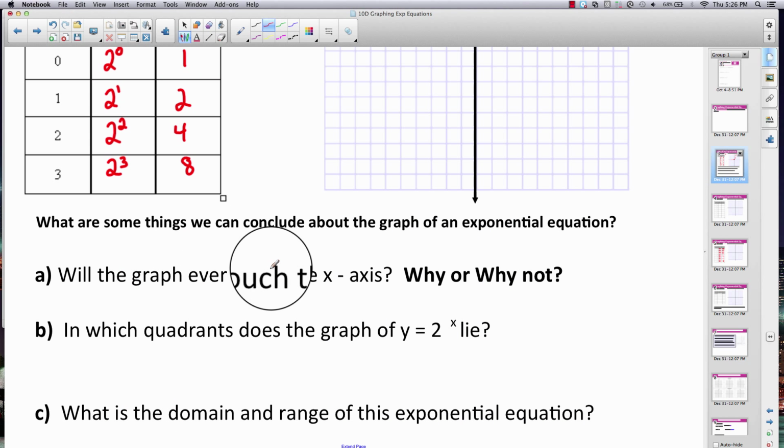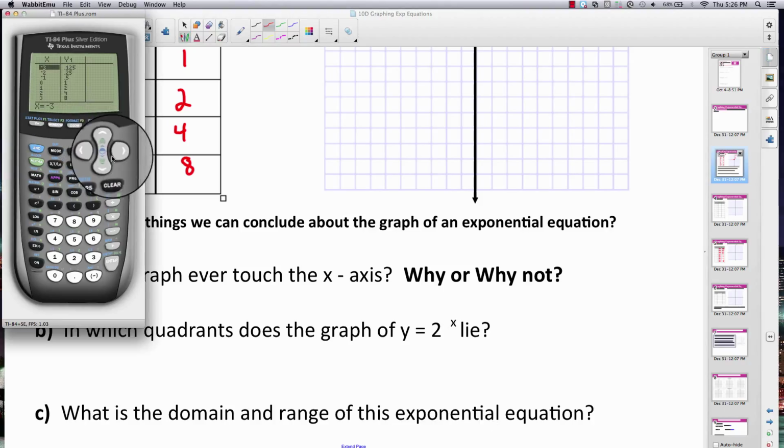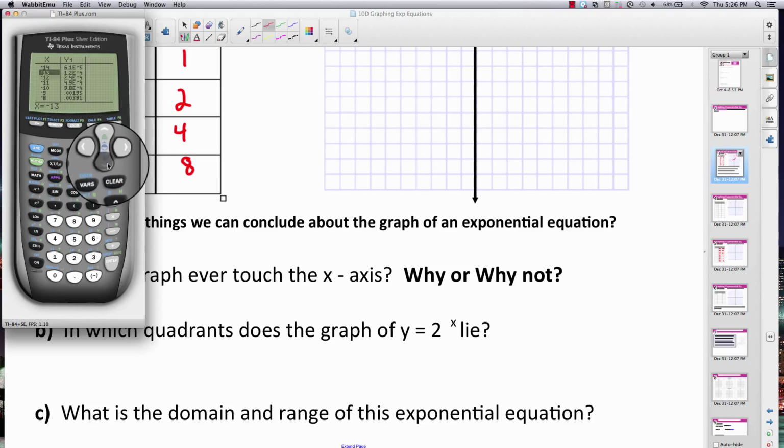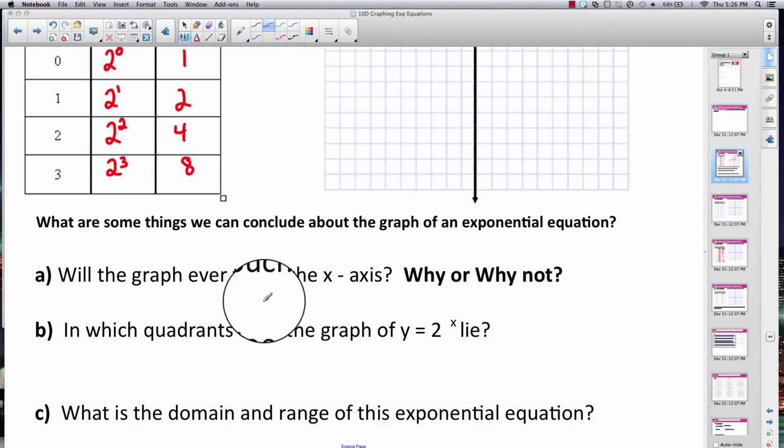So here are some questions about properties of exponential equations. First one says, will the graph ever touch the x-axis? Why or why not? Well, let's take a look. If we keep going decreasing, notice how it's getting very, very, very small, getting close to 0. This here, 9.8 e to the -4th. That just means it's really, really small. But it never does actually touch the x-axis. No matter what number you put in for x, it can never be 0. So no, it will never touch the x-axis, and the x-axis is actually going to be an asymptote.